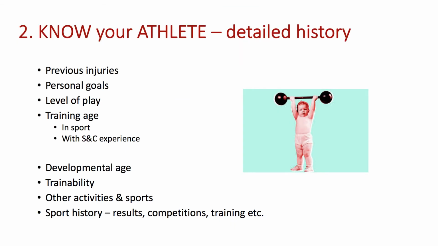So the second step is to know your athlete, and this is the detailed history. So you want to know and you want to discuss with the athlete their previous injuries, their personal goals, their level of play. How long have they been competing at a recreational or an advanced, intermediate, or an elite level? Their training age. So I'm going to show you in later lectures how you can classify someone's training age.